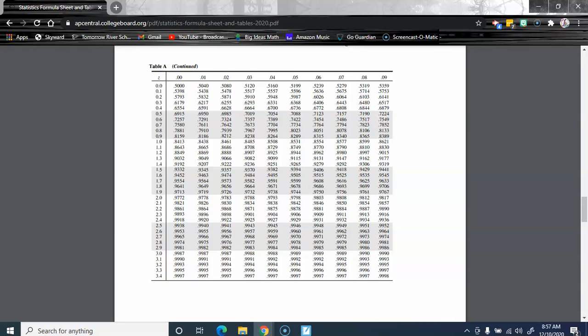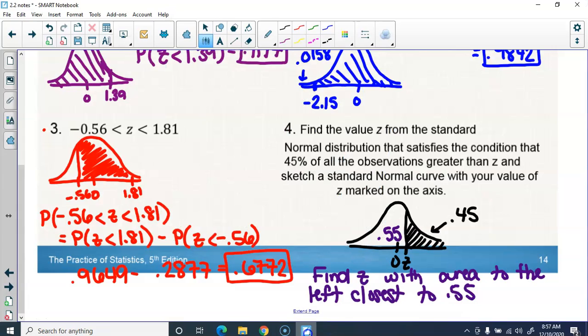0.55, it looks like the closest is right here. This one is 0.0022 away, and this is 0.0017 away. So the closest is 0.13 for the Z-score. That has an area to the left that's closest to 0.55. We're only going to do 2 decimal places since that's what the table gives us. I'm sure we can get a more accurate Z-score, but based on the table, the one that's closest is 0.13.